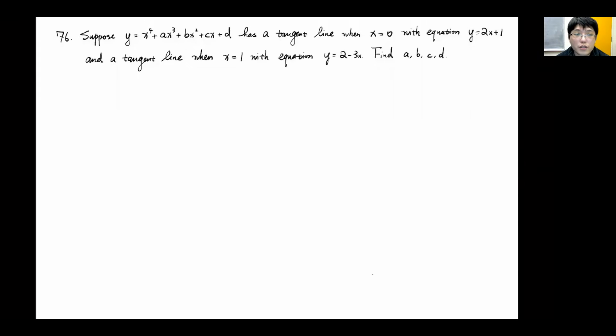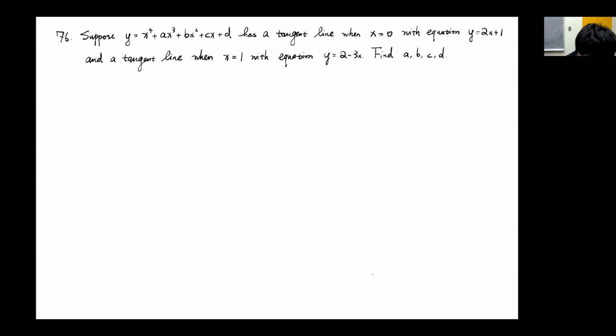Now let's look at problem 76. Suppose that we have a function which is a degree 4 polynomial, so y equals x to the 4th plus ax cubed plus bx squared plus cx plus d. Suppose the graph of this function has a tangent line at x equals 0, and moreover, the tangent line has the equation y equals 2x plus 1. And also, we assume that this function has another tangent line at x equals 1 with the equation y equals 2 minus 3x. So these are the two conditions we are given. Now we need to find a, b, c, d.